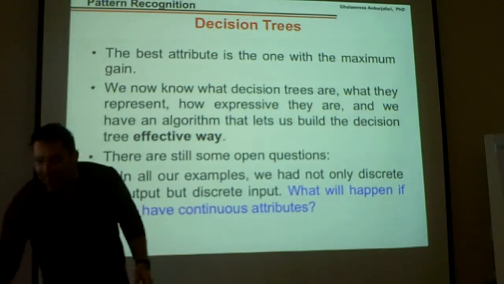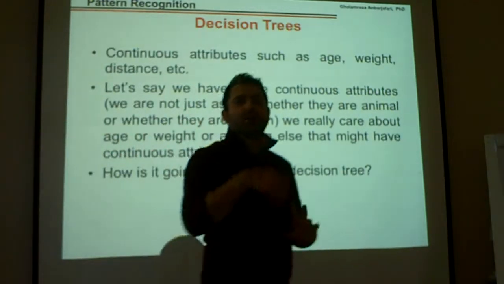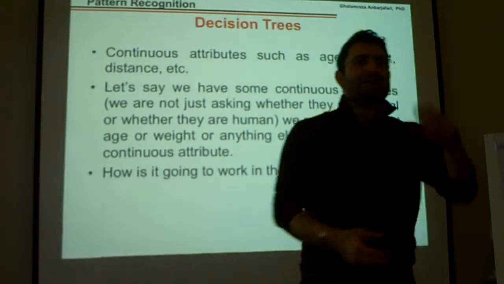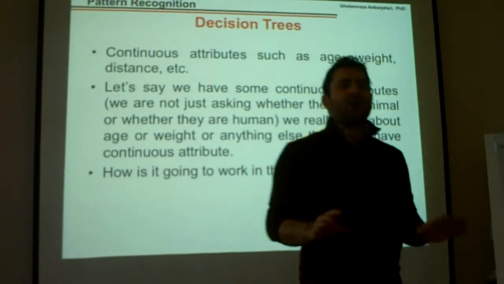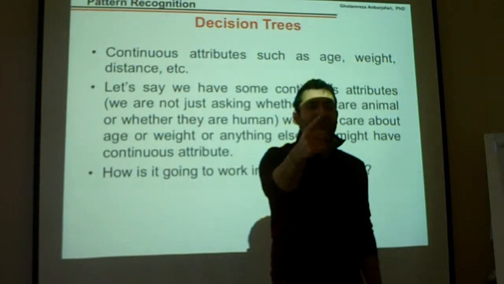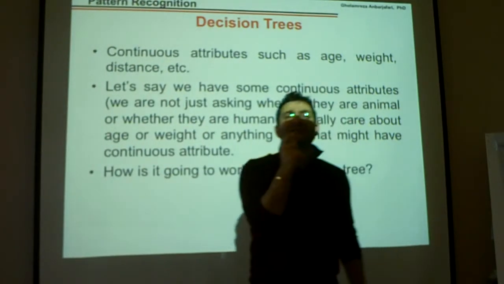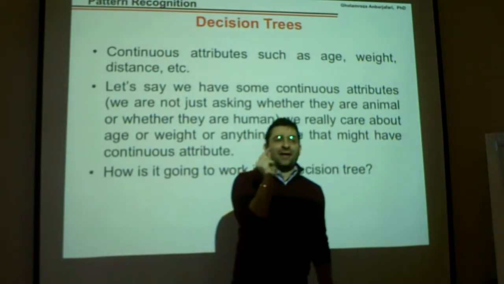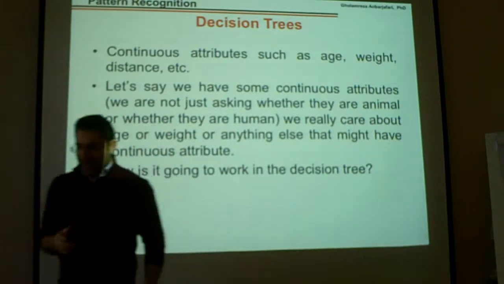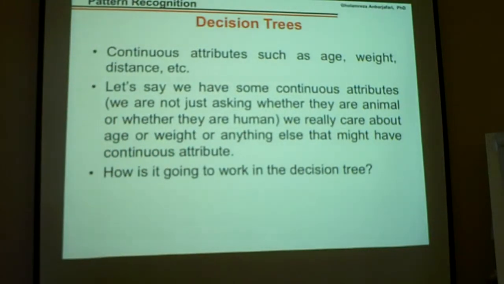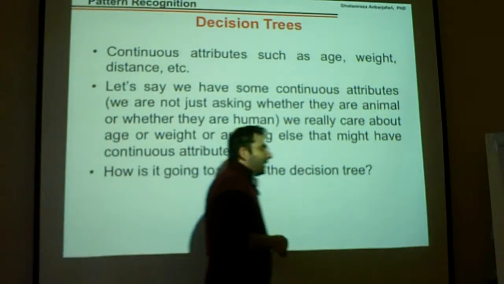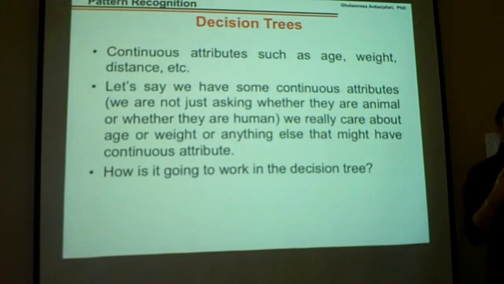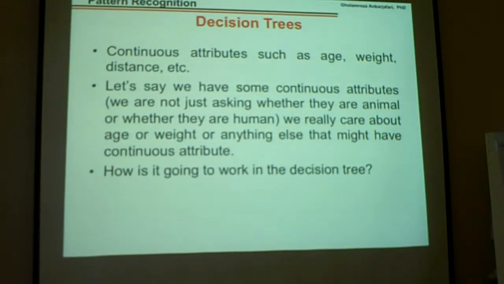Right? My input, instead of being, is it an animal or is it a human? Is it a male or is it a female? We are not talking about that one. We are talking about what is the height, what is the weight, what is the age. So they can be in a continuous form. So the question is, how is it going to work in the decision tree when we have the input to be continuous?